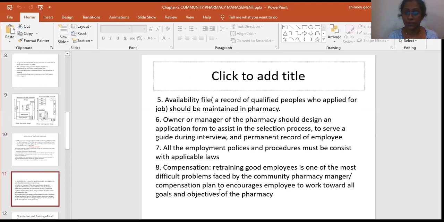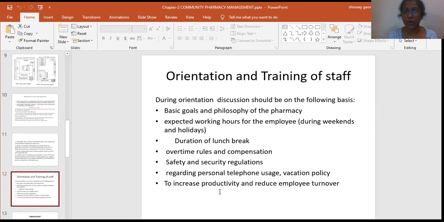Then the manager of the pharmacy should see that all the policies and procedures are according to the laws, according to the different federal and state laws. And compensation is a very important thing for retaining good employees. We should provide different kinds of insurance policies, and different kinds of leaves have to be provided: vacations, casual leaves, maternity leaves, earned leaves, so that we can retain good employees in the community pharmacy.